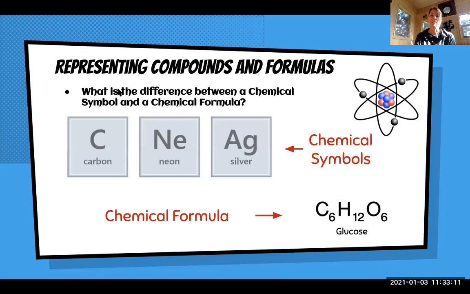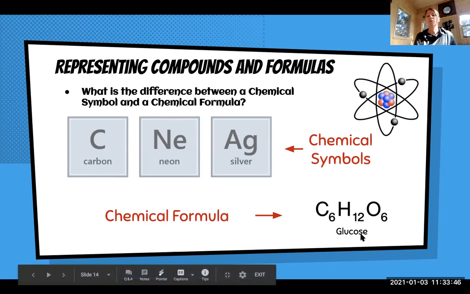Representing compounds and formulas. So what's the difference between a chemical symbol and a chemical formula? Well, these are chemical symbols. These are maybe what you might see when you look at the periodic table. It could be one letter, like carbon, or it could be two letters, but the second letter will always be lowercase. Okay, so when you see an uppercase, lowercase, those two go together. And note that it is not always something that starts with the letters of the word, right? So silver is Ag, not Si, because Si is silicon. Okay, so these are the chemical symbols. Capitalization matters here.